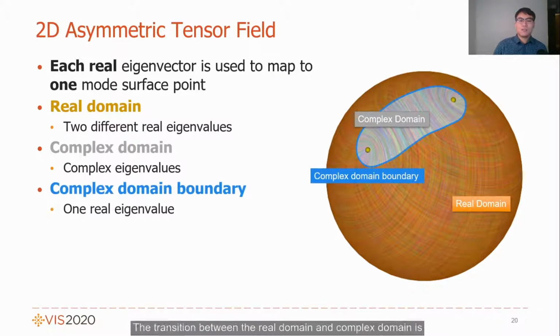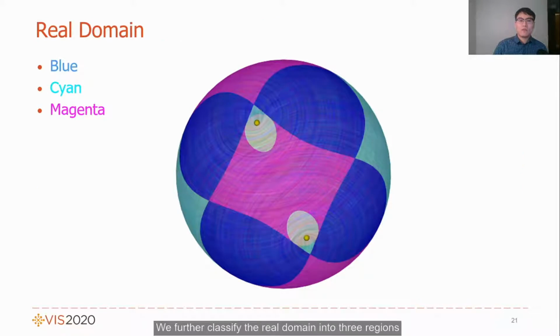The transition between the real domain and complex domain is what we call the complex domain boundary. We further classify the real domain into three regions based on how a meeting eigenvector is mapped to mode surface points.